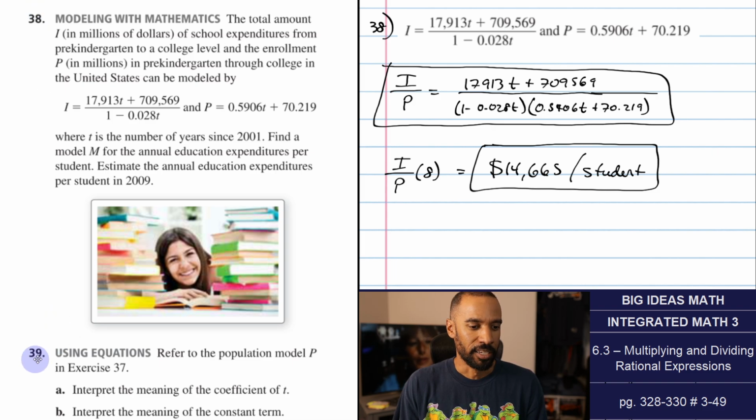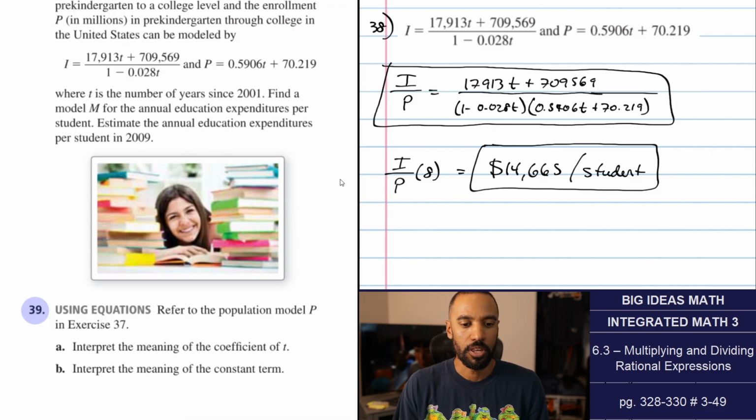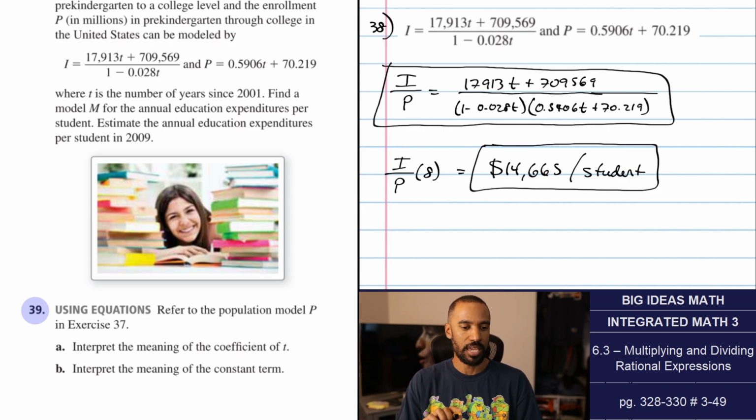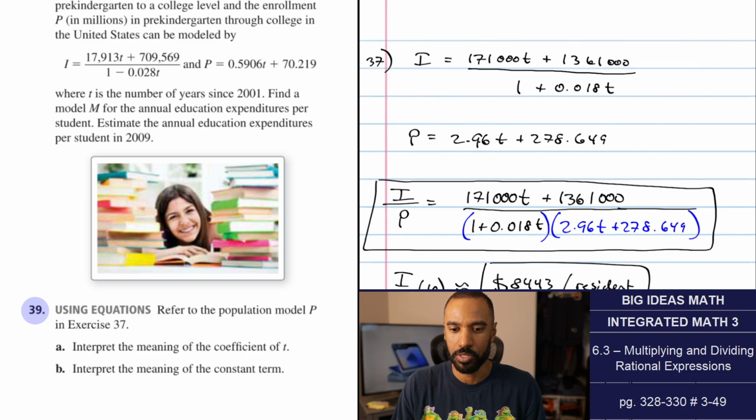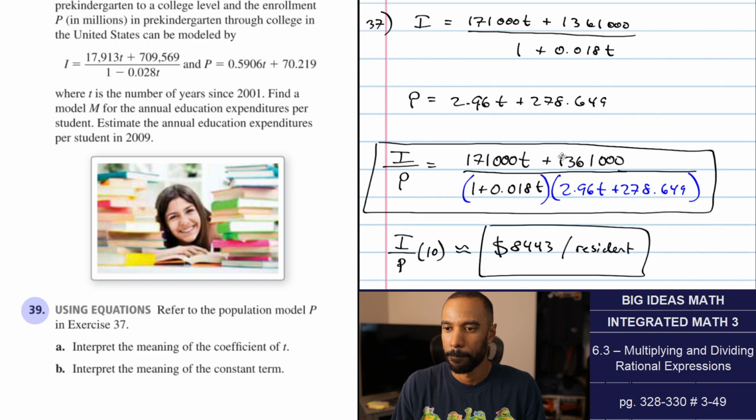Okay, number 39. Using equations. Refer to the population model P in exercise 37. Interpret the meaning of the coefficient of T. Interpret the meaning of the constant term. 37 was this guy up here. For the coefficient, I'm sorry, I'm looking at which one? Oh, the model P. I was like, which T do they want? So they want this bottom one. Okay, they want this one here.